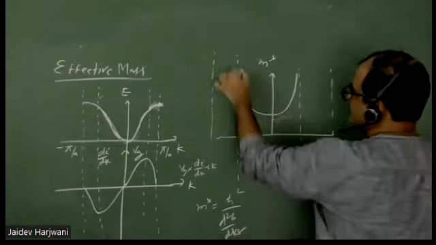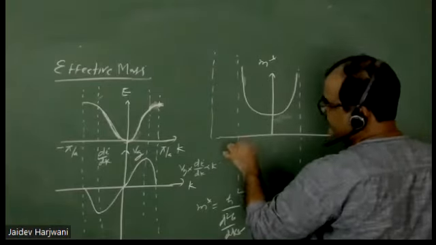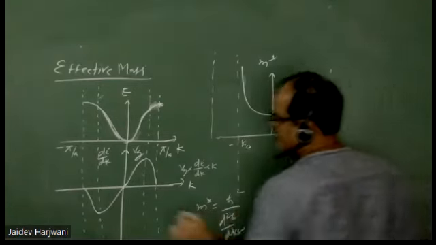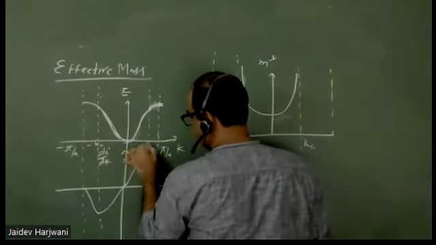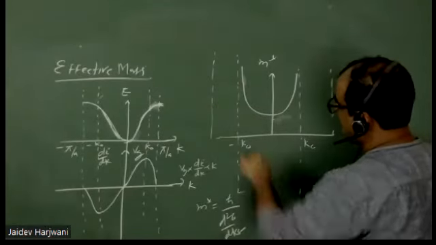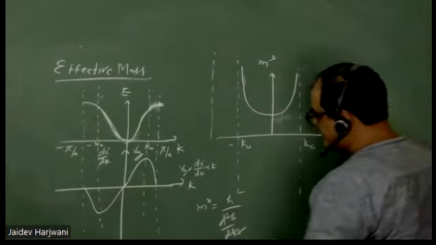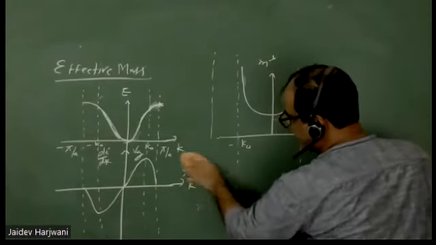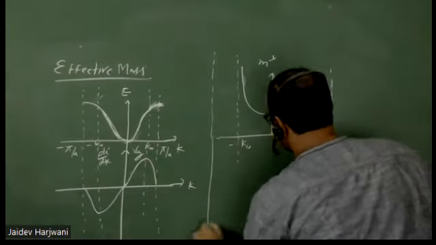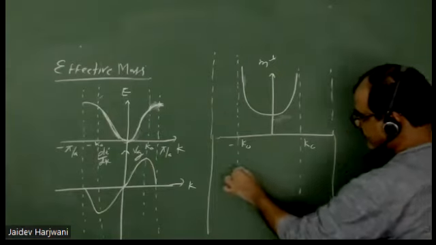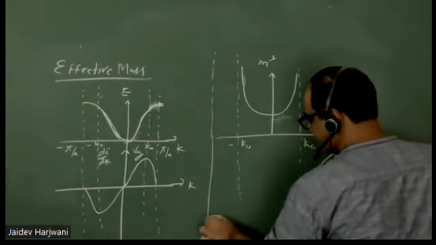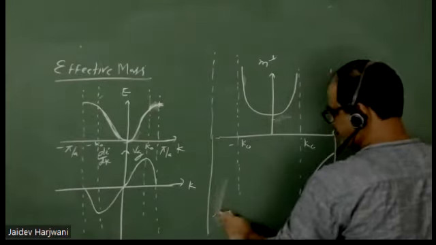Okay, this is so because these are turning points. Say this is minus k0 and this is k0. You can write here also minus k naught, turning point k naught. So your mass approaches infinity. And now if you go beyond this, then the slope is negative, dE by dk is negative, so your effective mass will also be negative. So you can draw your effective mass curve like this. The effective mass shows negative.